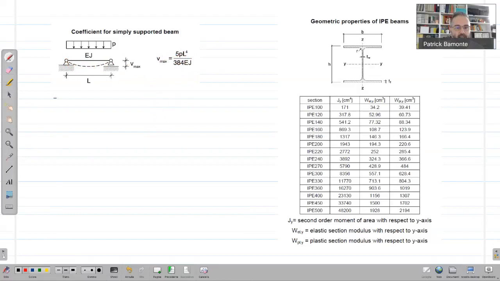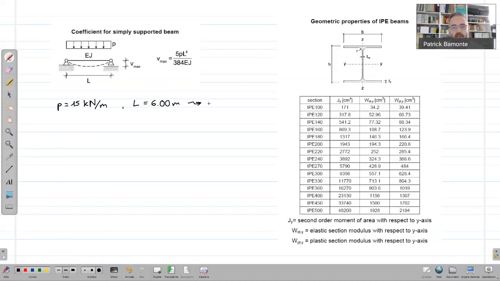How much is L divided by 300? So the data of the problem were, it was written just before, P equal to 15 kilonewton over meter, and L equal to 6 meters.